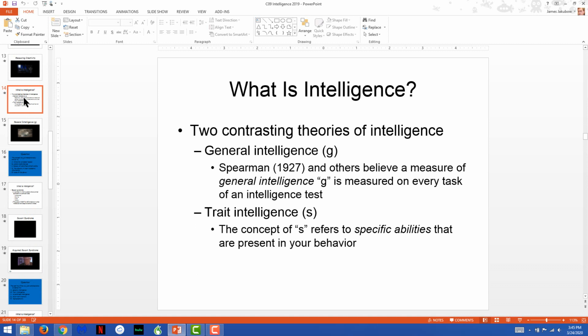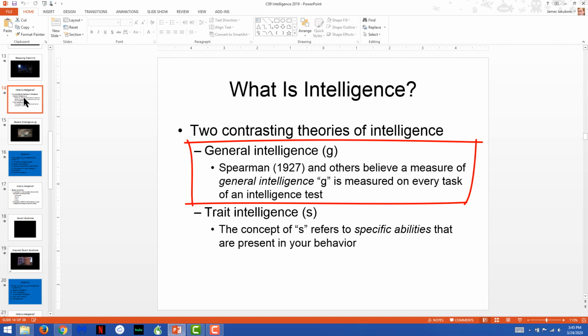Intelligence itself has traditionally been explained by two contrasting theories. One is general intelligence, which is generally referred to as G, and the other one is trait intelligence, which is oftentimes referred to as S. Although on a practical basis, I think most people refer to G, but they don't walk around talking about S. They'll talk about G versus trait intelligence. The concept of general intelligence, or G, was designed in 1927 by a person named Spearman.